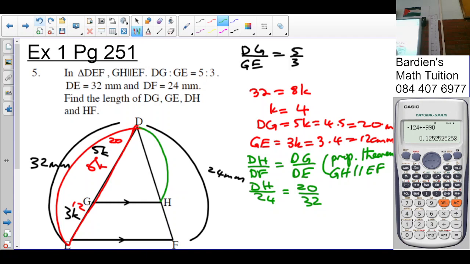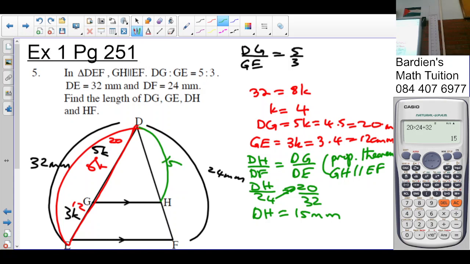So what I'm going to do is cross multiply them. So DH is equal to 20 multiplied by 24 divided by 32. That's going to give you 15 millimeters there. Any issues there, people? No? I'm going to put 15 in.